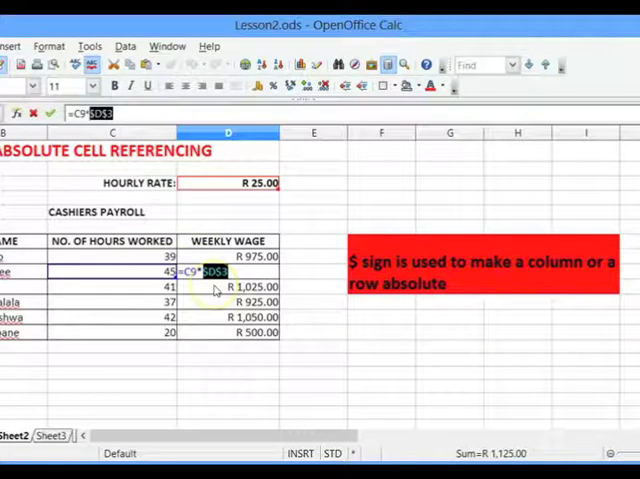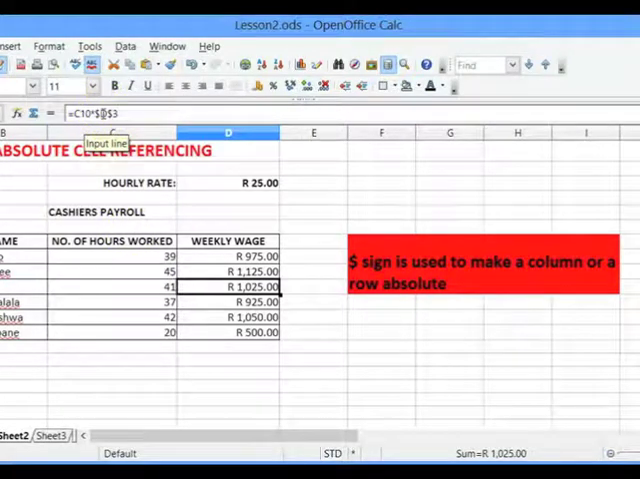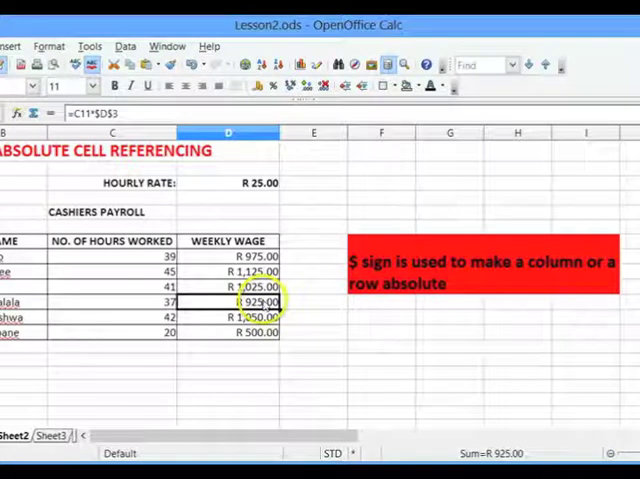Let's look at the formula that is contained in cell D10. Again, it's equal to C10 times $D$3, as well as cell D11 is equal to C11 times $D$3. So this is a classic example of where we have used absolute cell referencing to keep a cell constant throughout a formula when it is copied.